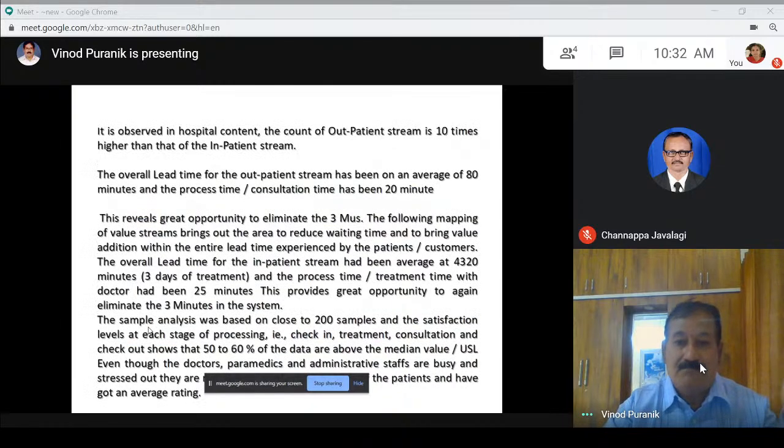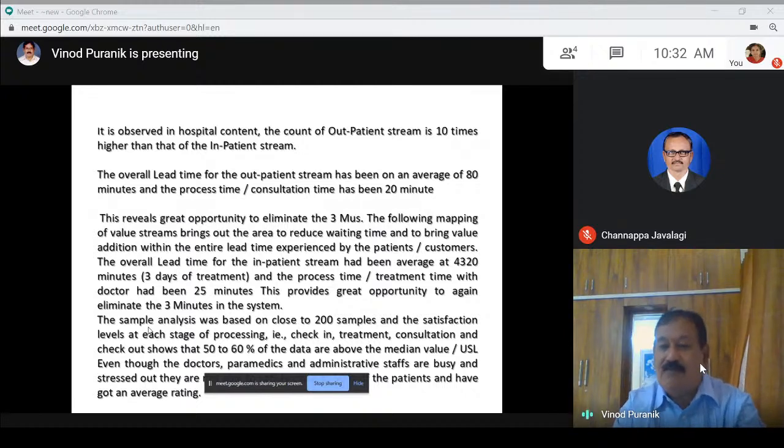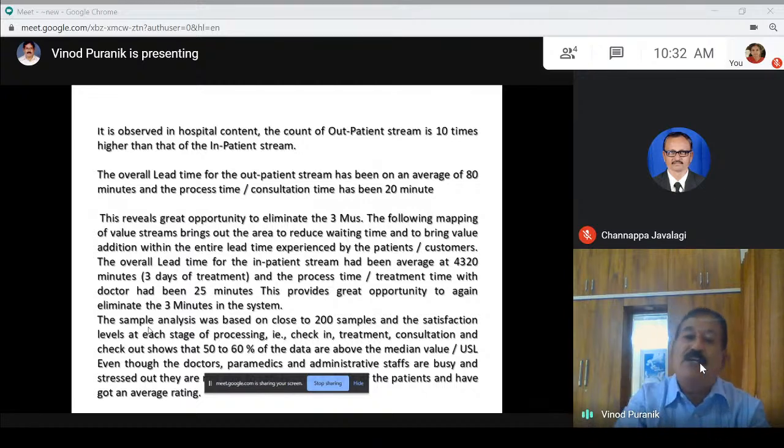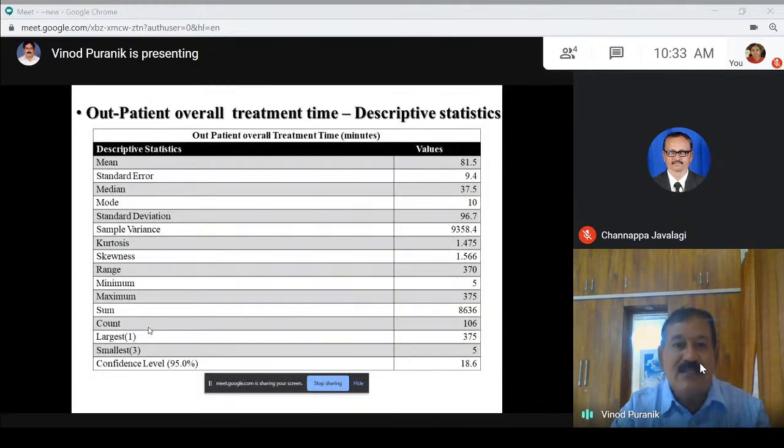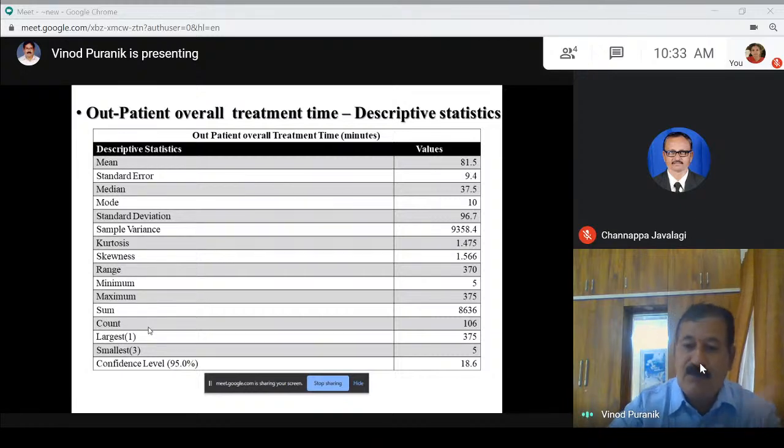So these are the observations he made. Based on this value stream, he was able to identify where the problems are, where the unnecessary wastage is, because the value stream is a major tool of lean management, is it not, which is focused on waste. So this value stream helps us reduce waste. By applying this, he was able to reduce the time. He used different tools: outpatient overall treatment time, descriptive statistics, and all the things. I want to show you.